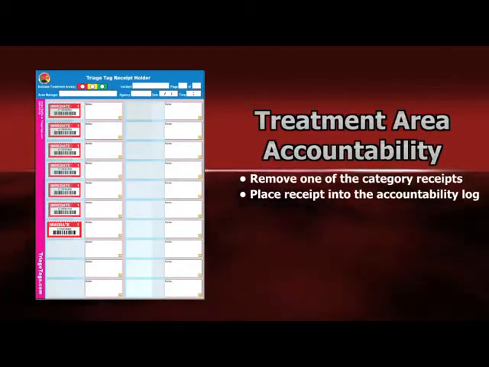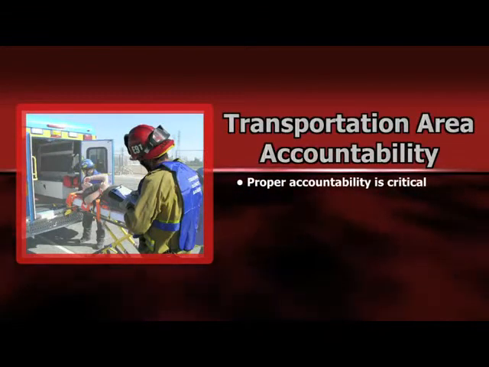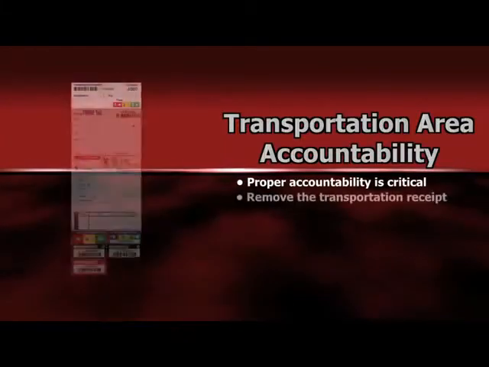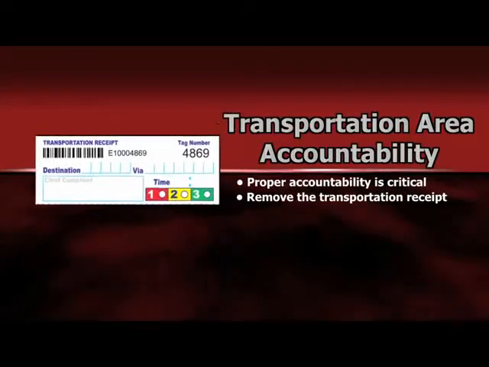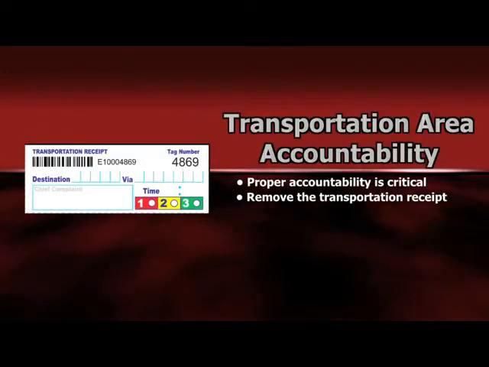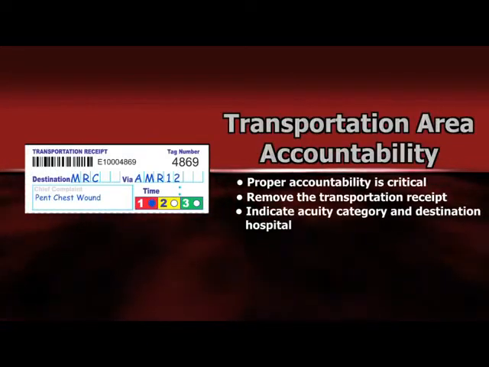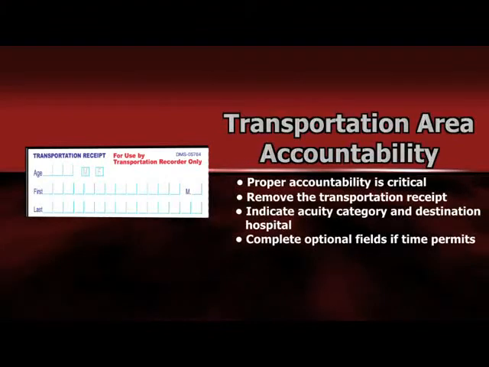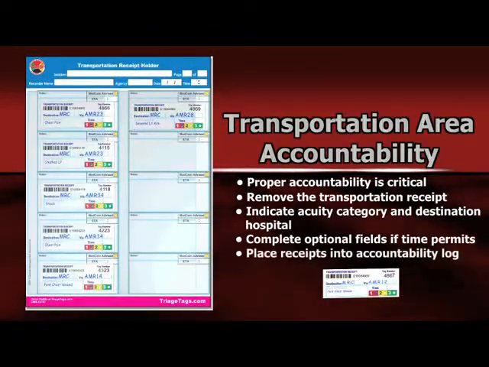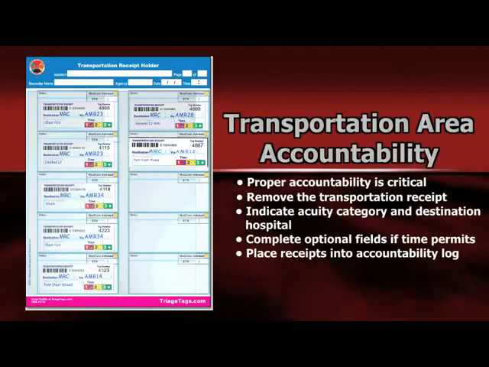Proper patient accountability in the ambulance loading area is critical for ensuring accurate bed availability counts and patient tracking. Just prior to a patient being loaded into an ambulance, the transportation receipt located on top of the DMS triage tag is removed by the transportation group supervisor or a designated ICS position given that responsibility. Mandatory fields on the transportation receipt, such as acuity category and destination hospital, must be completed. Optional fields on the back of the transportation receipt are available if time permits or policy requires. Completed transportation receipts are placed in an accountability log for quick reference if needed and for post-incident reporting.